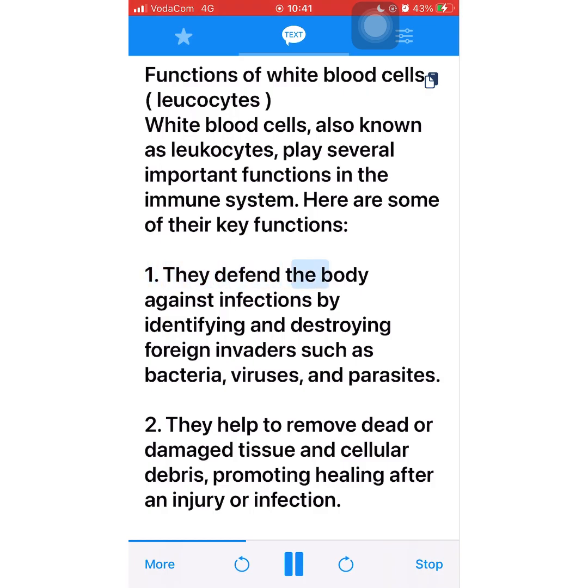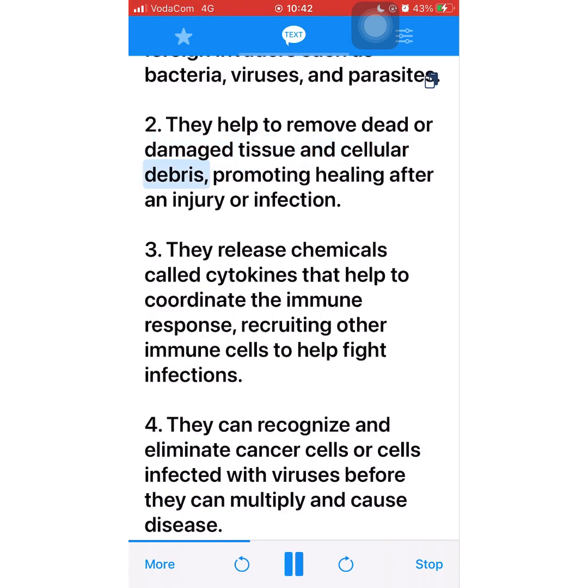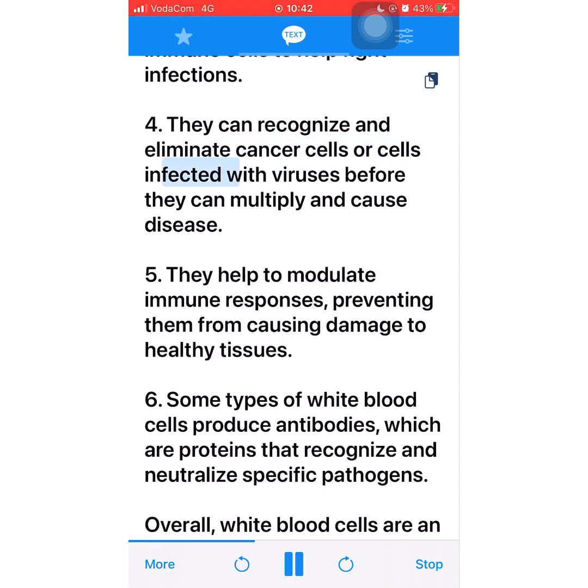1. They defend the body against infections by identifying and destroying foreign invaders such as bacteria, viruses, and parasites. 2. They help to remove dead or damaged tissue and cellular debris, promoting healing after an injury or infection. 3. They release chemicals called cytokines that help to coordinate the immune response, recruiting other immune cells to help fight infections.